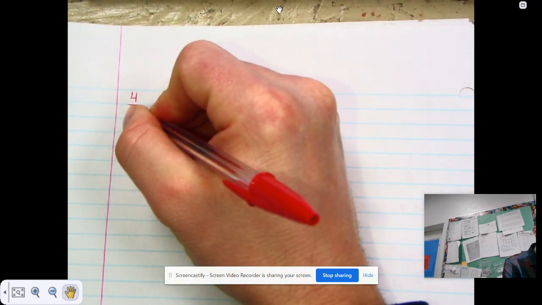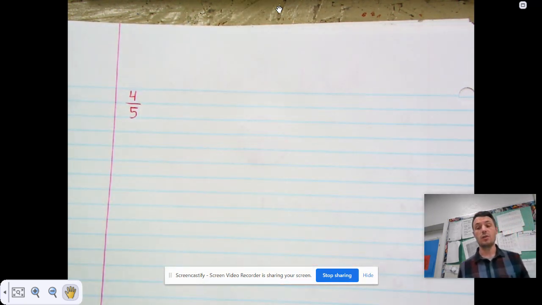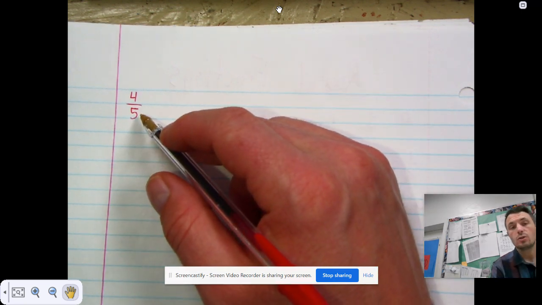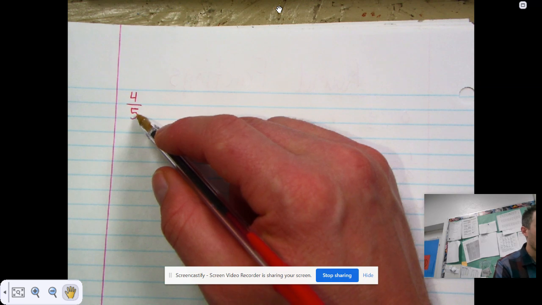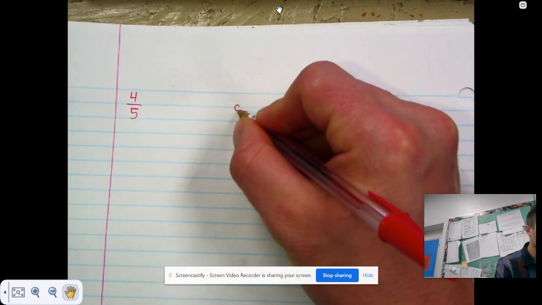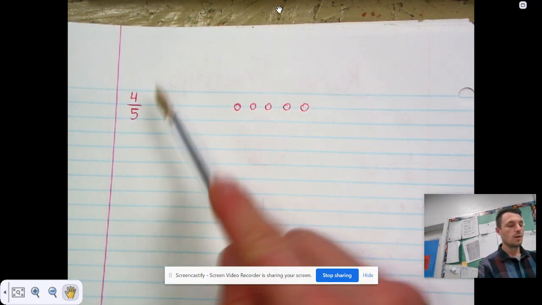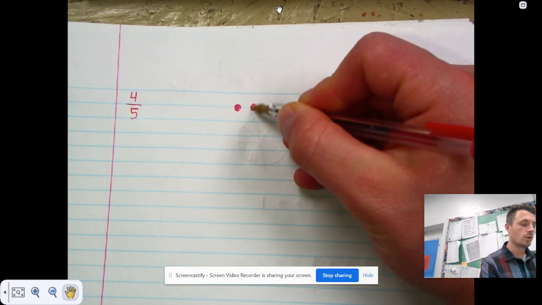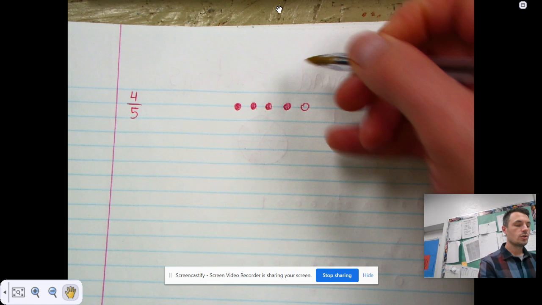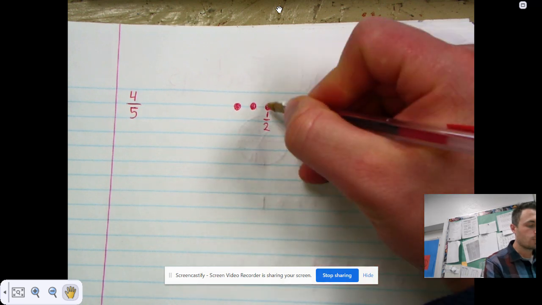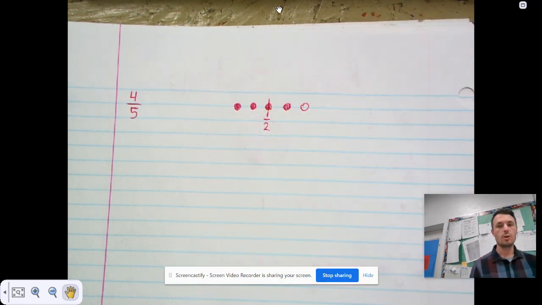Let's do 4/5. Now, some of you are probably getting the hang of this to where you can tell if the fractions are closer to 0, closer to a half, or closer to 1 without drawing the picture, and that's great. But we're going to continue drawing the pictures anyways. We have 5 as our denominator, so let's make 5 marbles. 1, 2, 3, 4, 5. 4 of them will be colored in because 4 is our numerator. So where would the halfway point be? It would be right here, because halfway would be exactly halfway between this center marble.